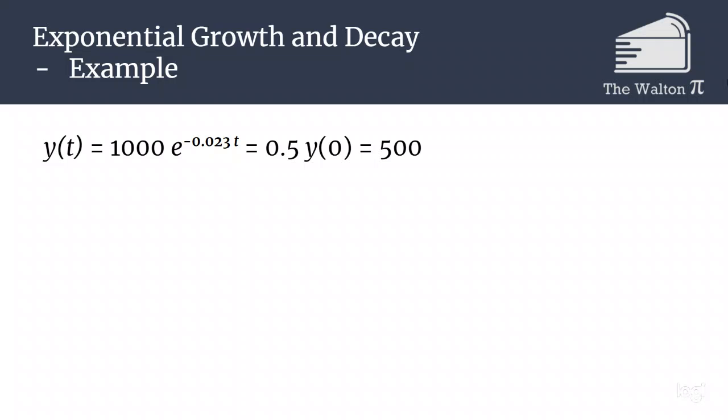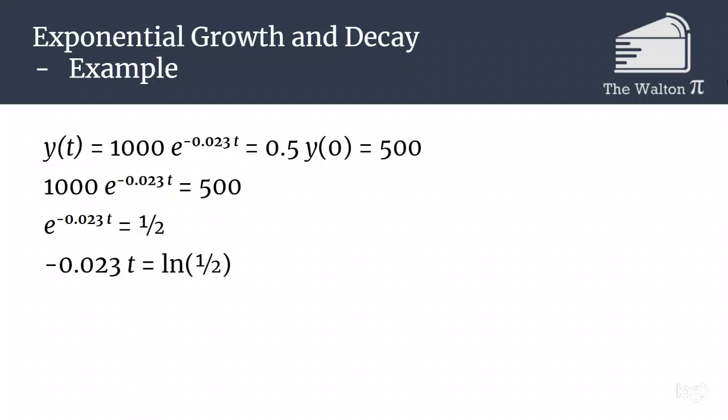We are solving for when 1,000 e to the negative 0.023t is equal to 500. We can divide everything by 1,000, and we get e to the negative 0.023t is equal to 1/2. If we take the natural log of both sides, we get negative 0.023t is equal to the natural log of 1/2. If we multiply both sides by negative 1, negative natural log of 1/2 is natural log of 2 using logarithm rules.